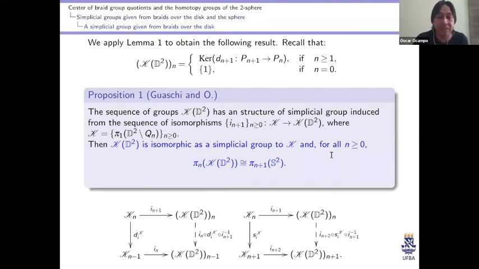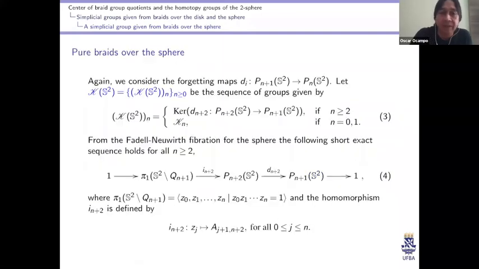So it is very natural inducing this simplicial structure. This is very natural to have that Pn of K of D2 is isomorphic to Pn+1 of the sphere S2, as established here in this proposition. Well, we are almost collecting some basic facts in order to prove the isomorphism that we want to prove. Okay. Now, let me talk a little bit about braid groups over the sphere.